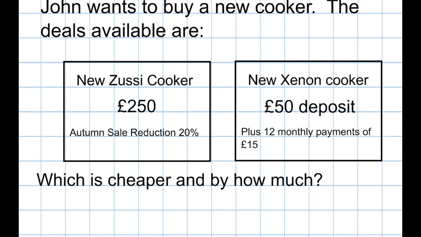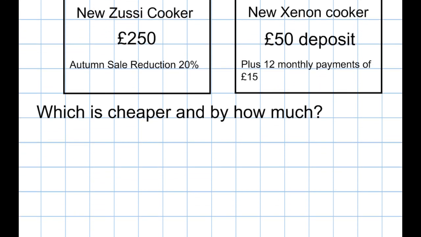John wants to buy a new cooker. The deals available are: new Zusi cooker, £250, autumn sales reduction 20%. Or a new Zenon cooker, £50 deposit plus 12 monthly payments of £15. Which is cheaper and by how much? How do you set out your work?